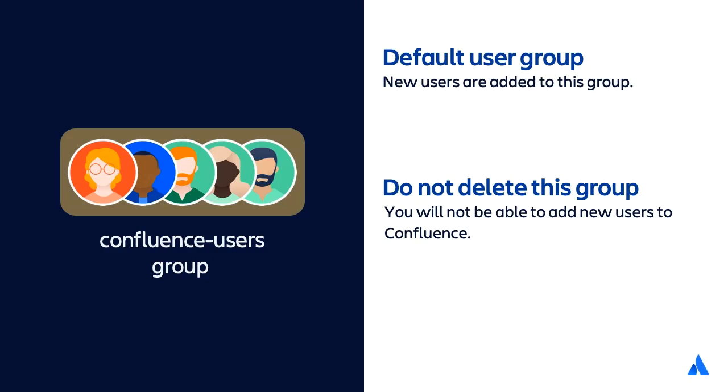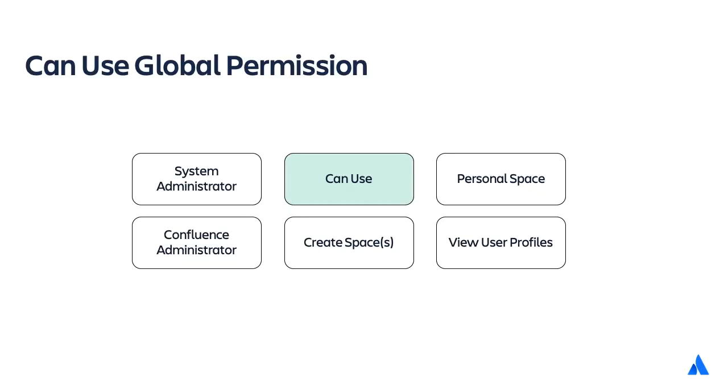Let's look at the can use global permission. The can use global permission is the permission that everyone needs in order to access Confluence in any useful way. Users with this permission count towards your license count. An important point to note is that when a user is granted the can use global permission, it doesn't mean that they will be able to access content in Confluence. They will only be able to access content in spaces where they have the space permissions necessary to do so.